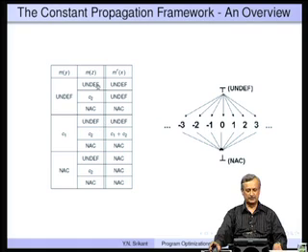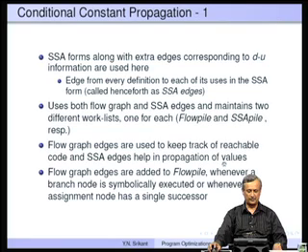So, let us recapitulate the transfer function of the conditional constant propagation framework. This is monotonic, but it is not distributive, and here is the lattice of the constants. All the constants are incomparable. There is an undefined value at the top and not a constant value at the bottom. So, how does conditional constant propagation on SSA forms work?